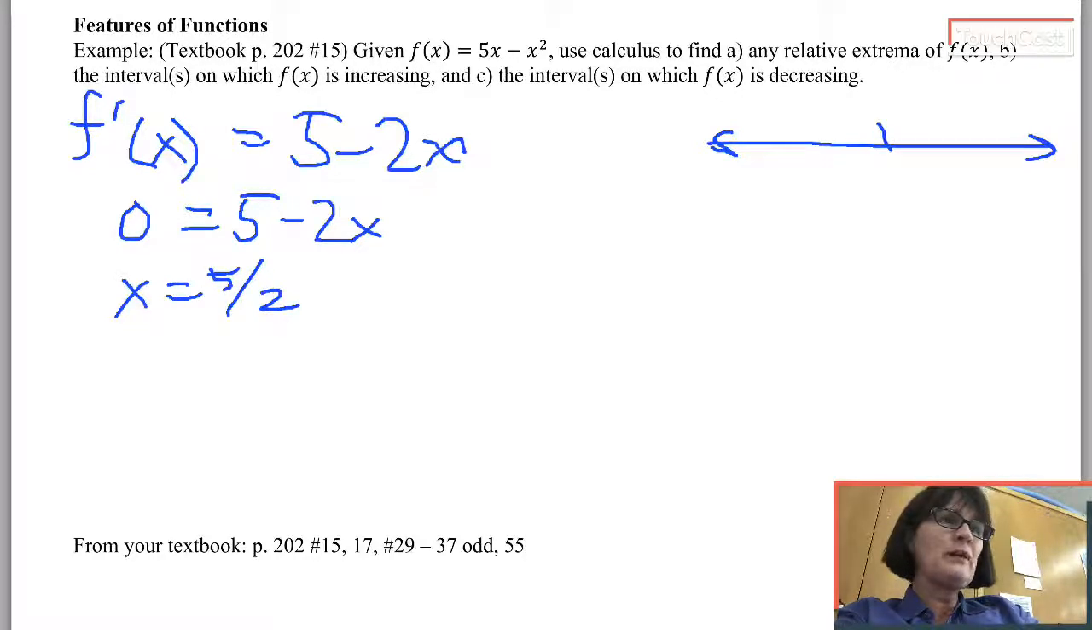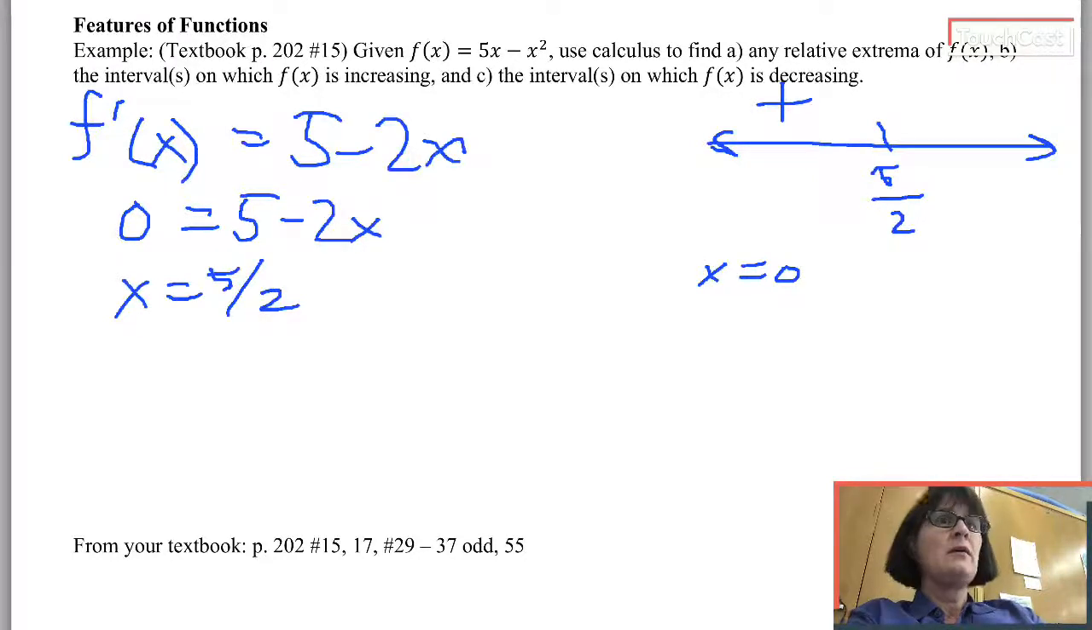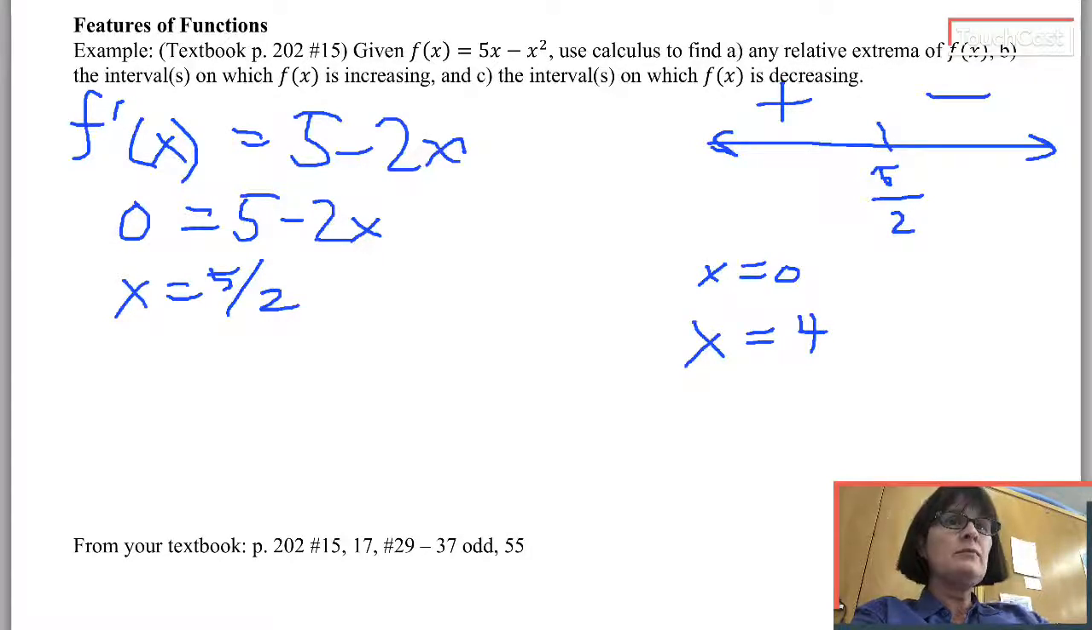I'm going to mark that on the number line. I could test a point from each section. It's probably worth doing. So I'm going to test 0 when x is 0. 5 minus 2x is 5, which is positive. If I'm going to test a number bigger than 5 halves, maybe I'll test x equals 4. 5 minus 2 times 4, 5 minus 8 is negative. So I notice that I'm answering part A last.